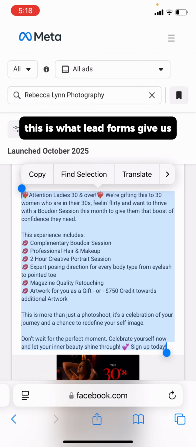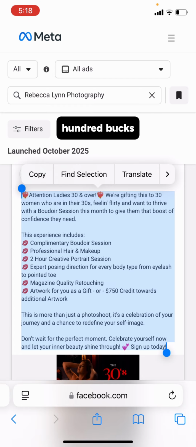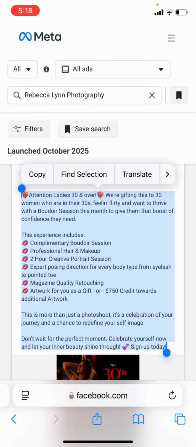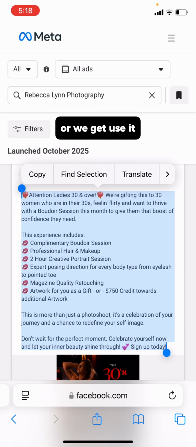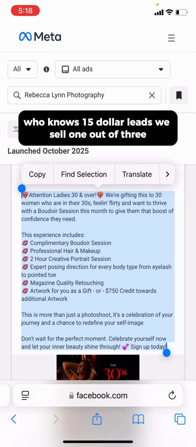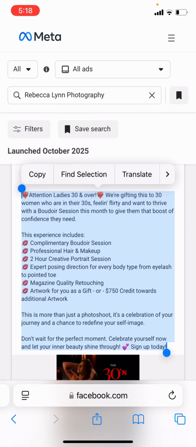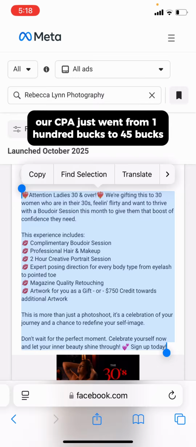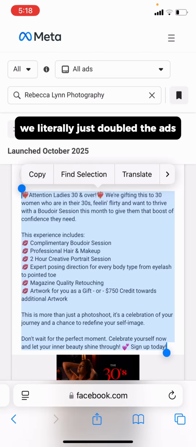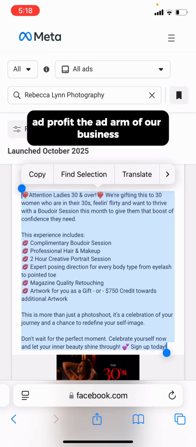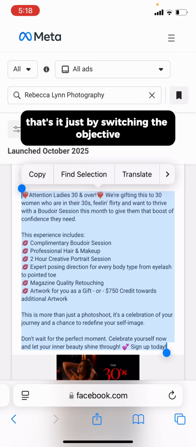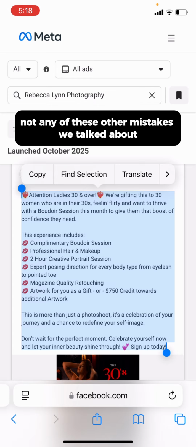This is what lead forms give us. Think of it: if we get $1 leads, get 100 leads, we sell one from lead forms. Or we use the much better objective, we get, who knows, $15 leads, we sell 1 out of 3. Our CPA just went from $100 to $45. We literally just doubled the ad profit, the ad arm of our business. Same ad spend, double results. That's it, just by switching the objective. Not any of these other mistakes we talked about.